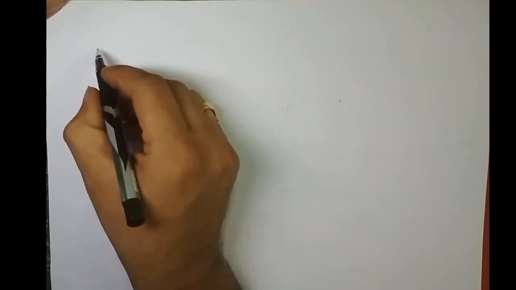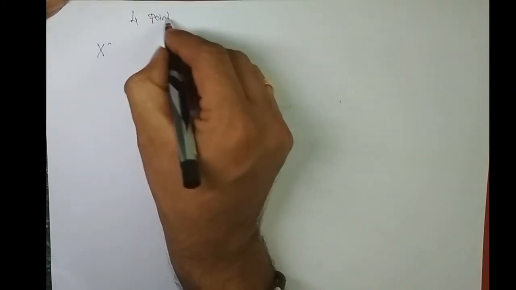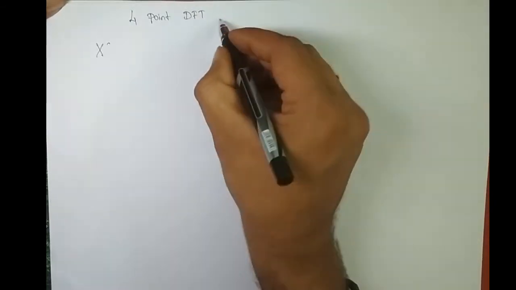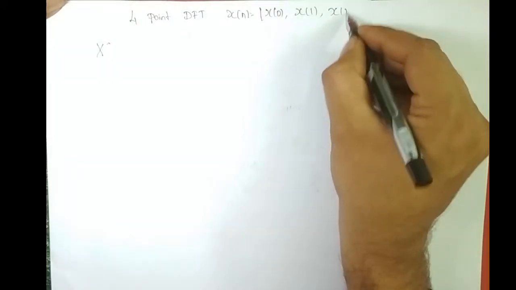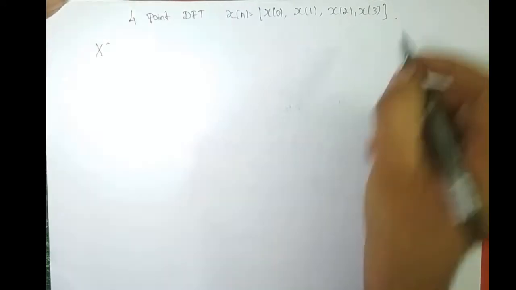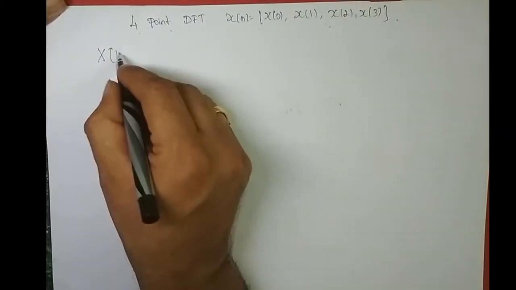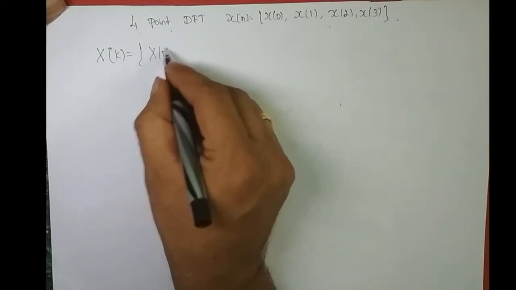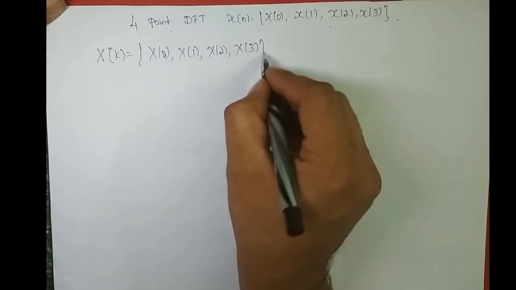Second key note, the second point to be noted in finding n-point DFT. For example, if I want to find the 4-point DFT of any given sequence, say x of n is equal to what? X of 0, x of 1, x of 2, x of 3. These are the 4 time domain samples which I need to find its 4-point DFT. What is x of k now? X of k is what? X of 0, x of 1, x of 2, x of 3.